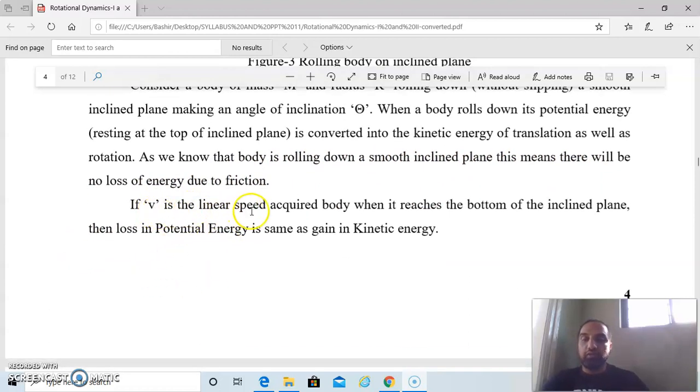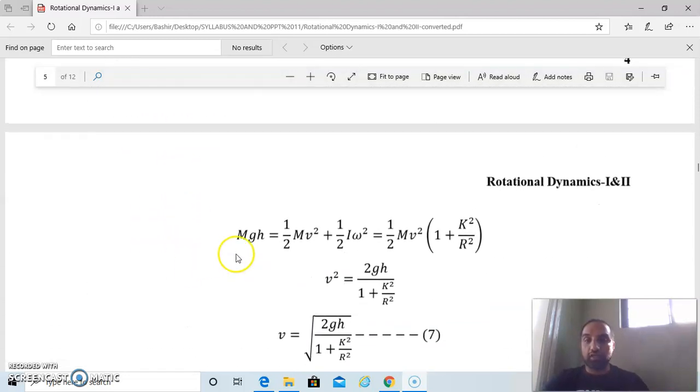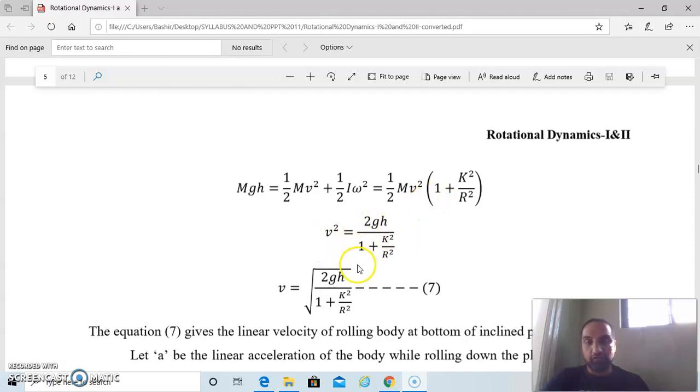So let v be the linear velocity acquired by the body when it reaches the bottom of the inclined plane, and at that time the loss of potential energy is the same as the gain in kinetic energy. So we can write this equation. This is the potential energy at the top, and when it rolls down and reaches the bottom, it acquires the kinetic energy, and these two energies are the same. So mgh = 1/2 mv square plus 1/2 I omega square. So that is equal to 1/2 mv square times the bracket 1 plus k square upon r square. So v square = 2gh upon 1 plus k square upon r square. So v = square root of 2gh upon 1 plus k square upon r square.